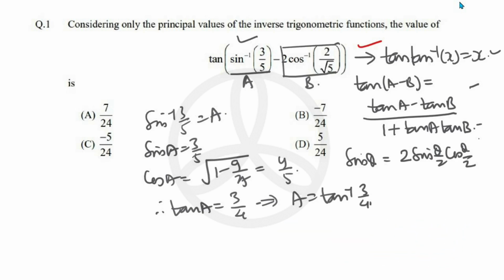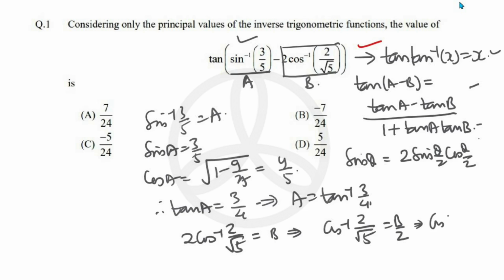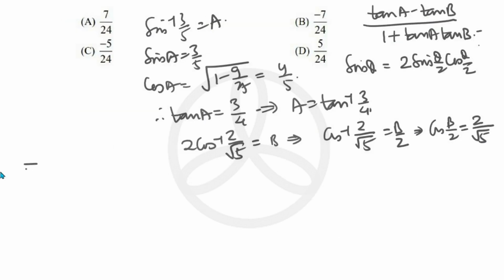Second, this portion 2 cos inverse 2 divided by square root of 5 is b. This will give cos inverse of 2 by square root of 5 as b/2, and this will give cos b/2 is equal to 2 divided by square root of 5. Now you can easily get sine b/2 from here, which will be 1 minus 4/5, that is 1 divided by square root of 5.